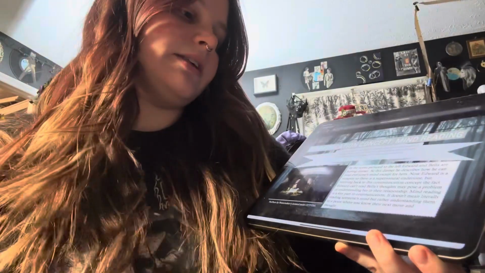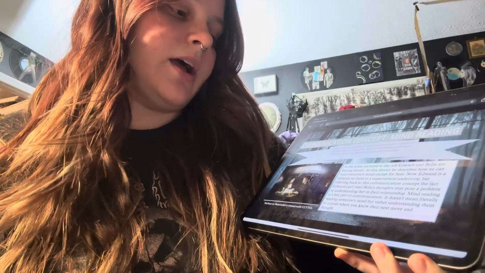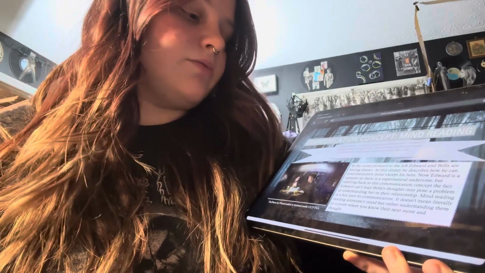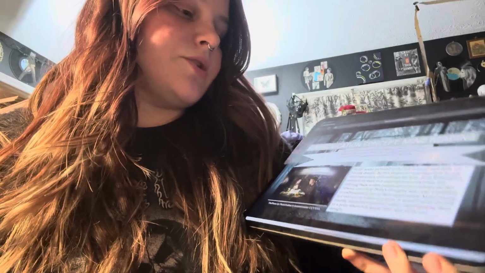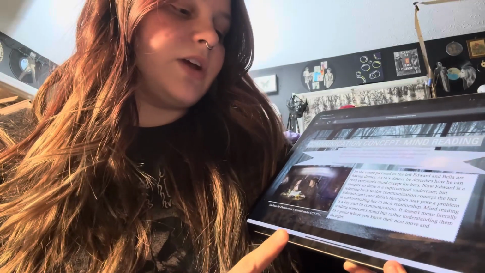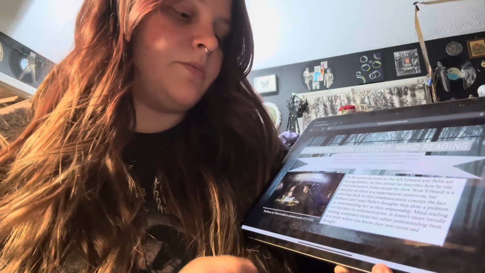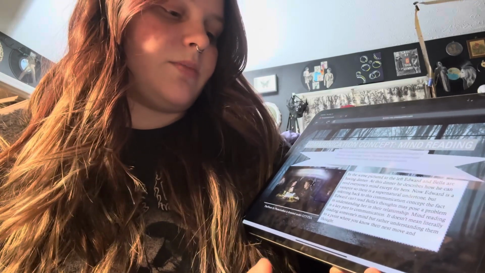In the scene pictured to the left, Edward and Bella are having dinner. At this dinner, he describes how he can read everyone's mind except for hers. Now, Edward is a vampire, so there is a supernatural undertone, but referring back to this communication concept, the fact Edward can't read Bella's thoughts may pose a problem in understanding her in their relationship.